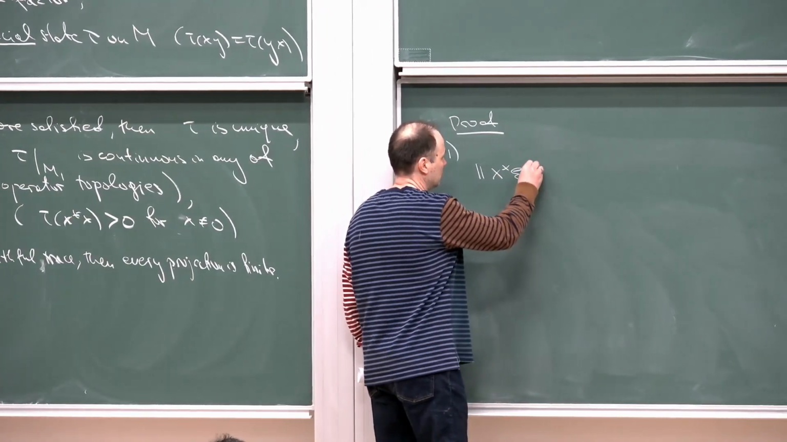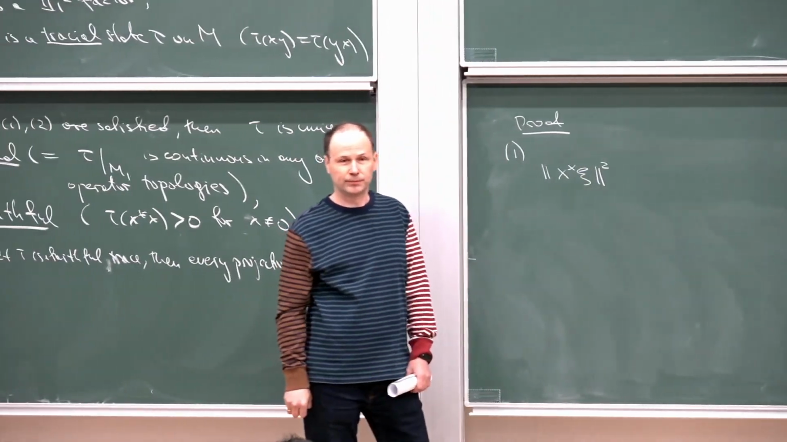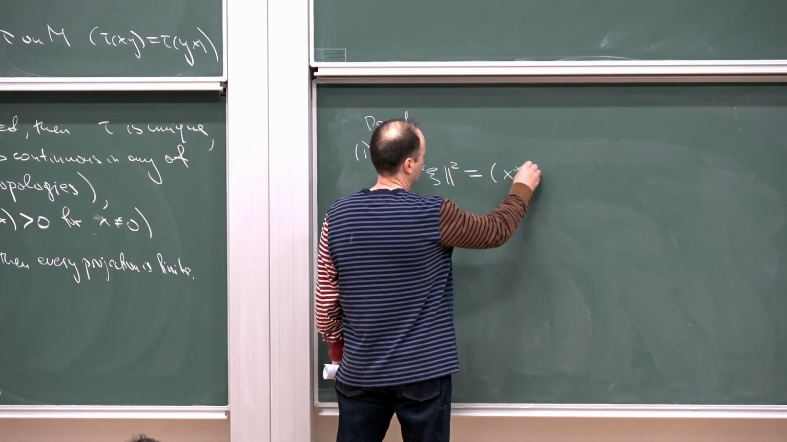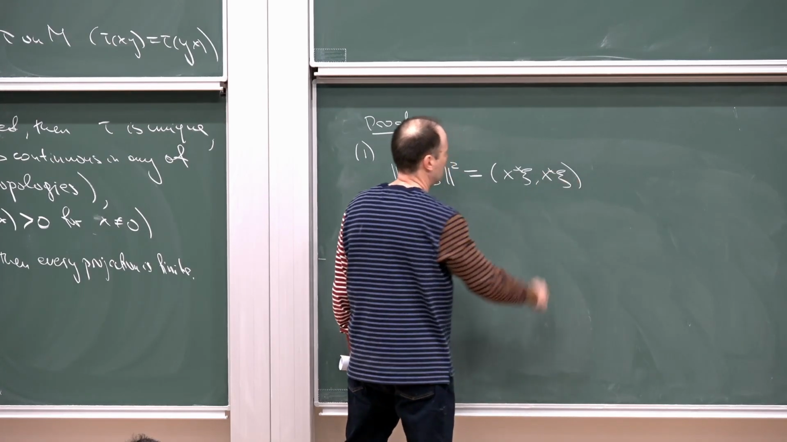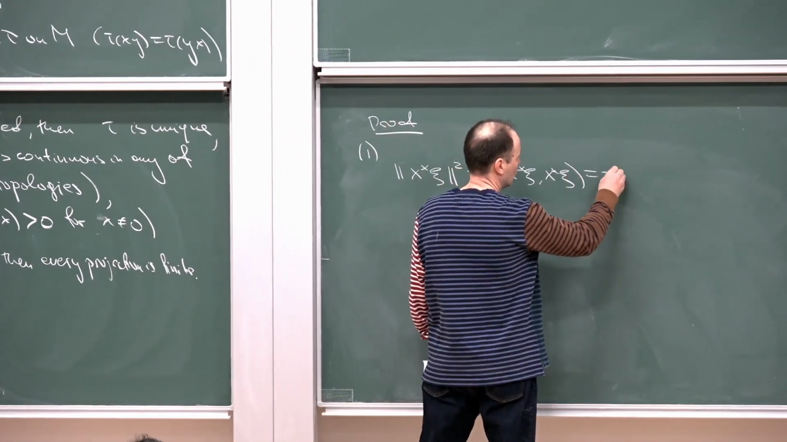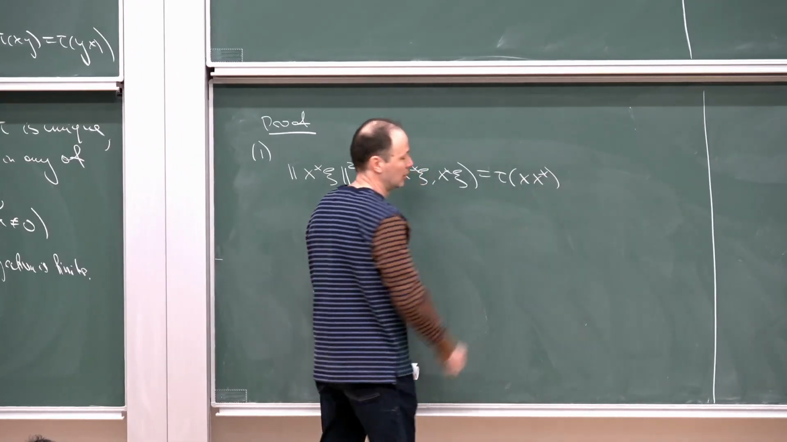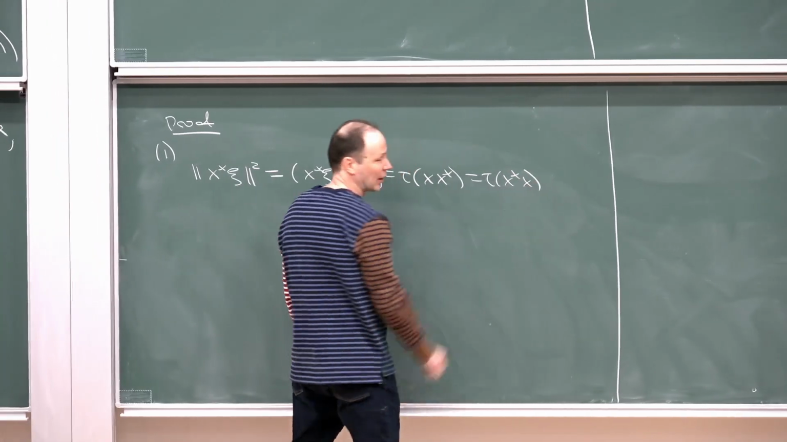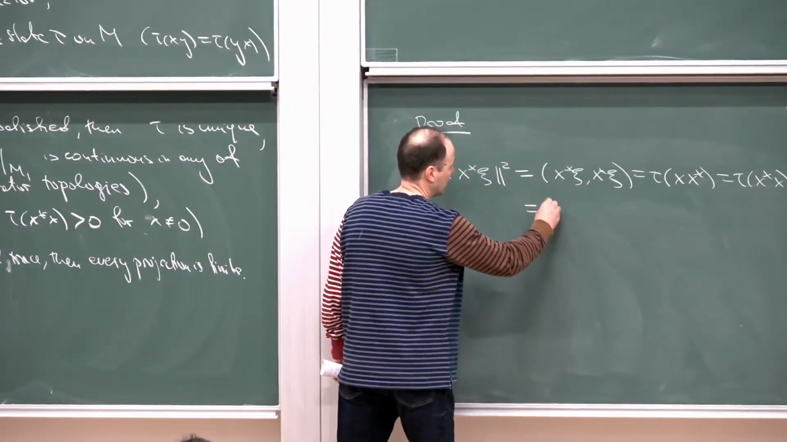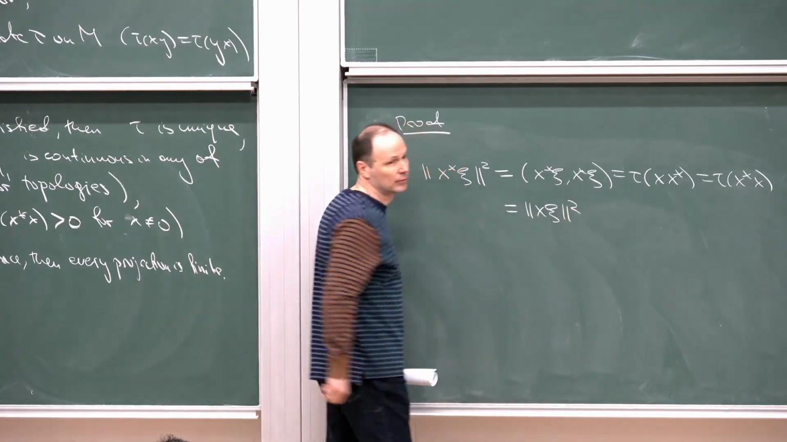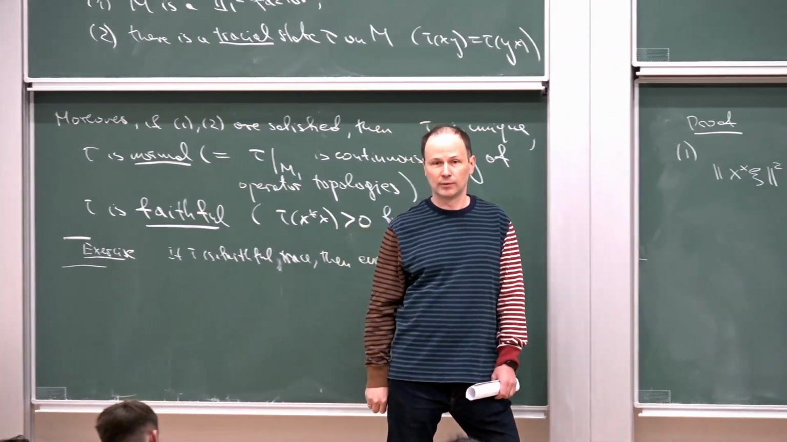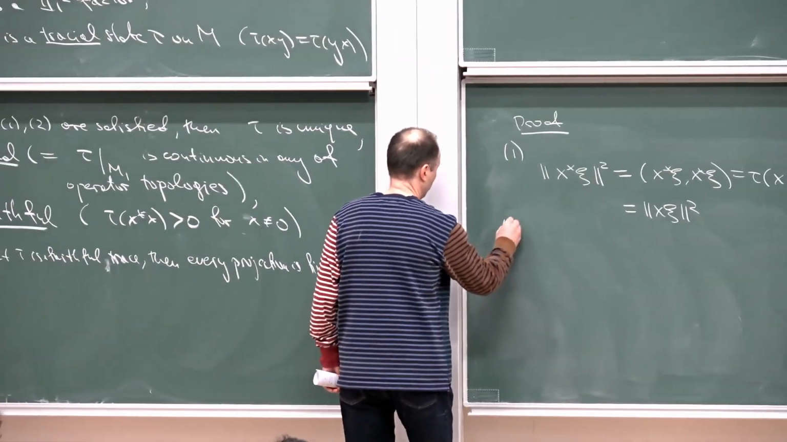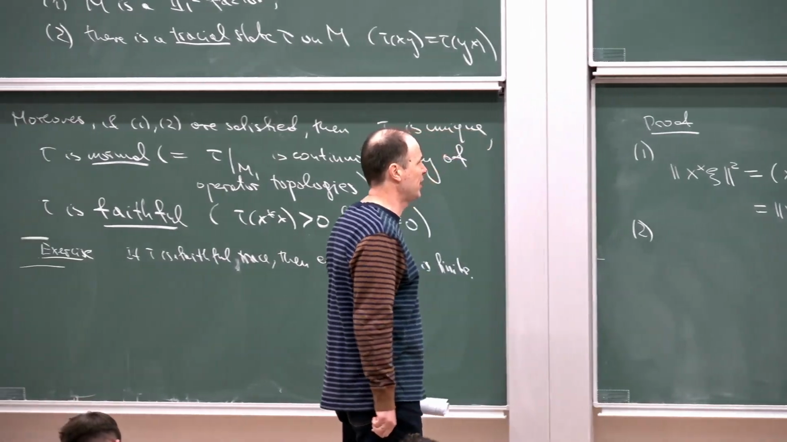So we take the image. We want to compute the norm. So by definition, it's x star psi. Right. So by definition, this is tau of x star x. But here now we use that tau is a trace, which greatly simplifies things. So it will be exactly the same as x x star. Everything works nicely. Okay, now we'll prove part 2, which is the main part.